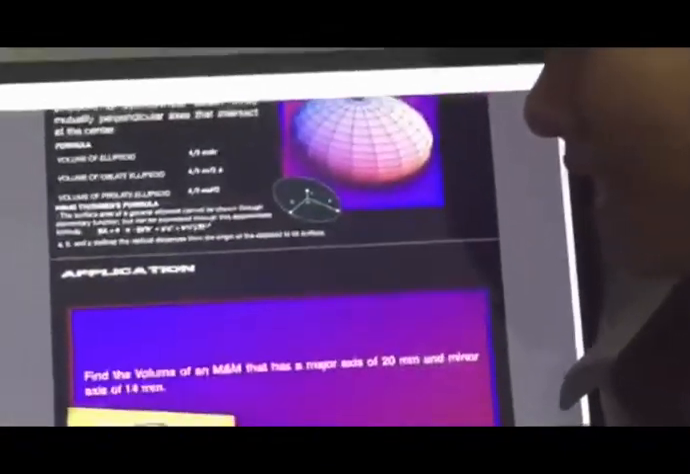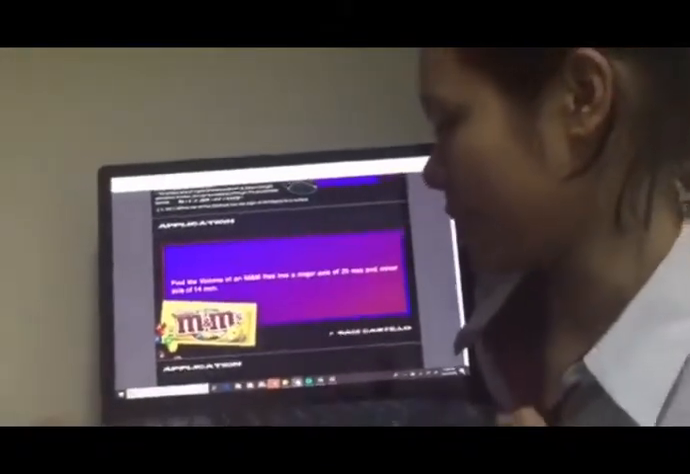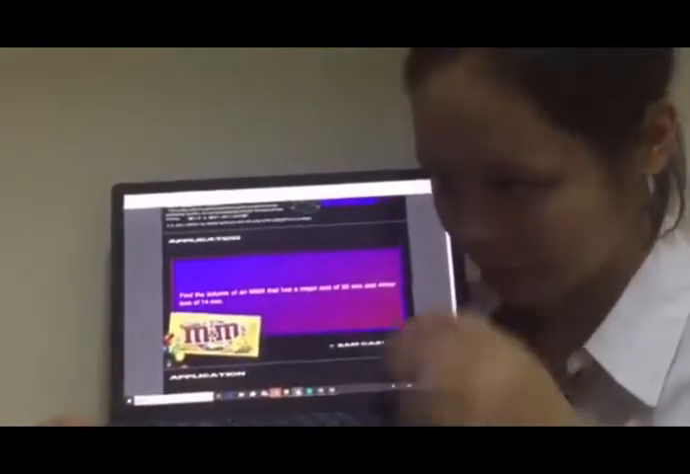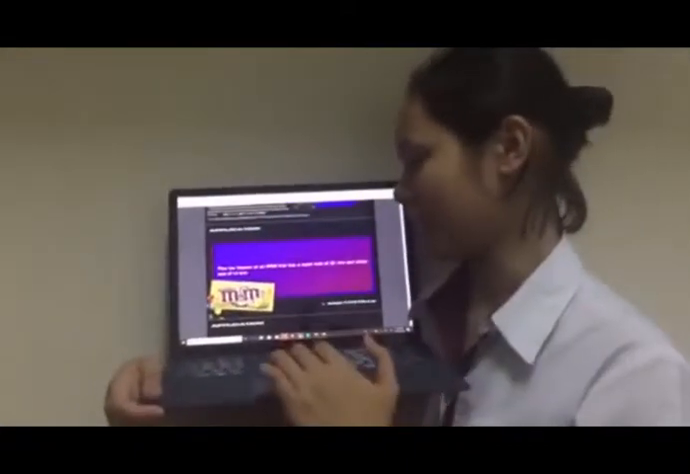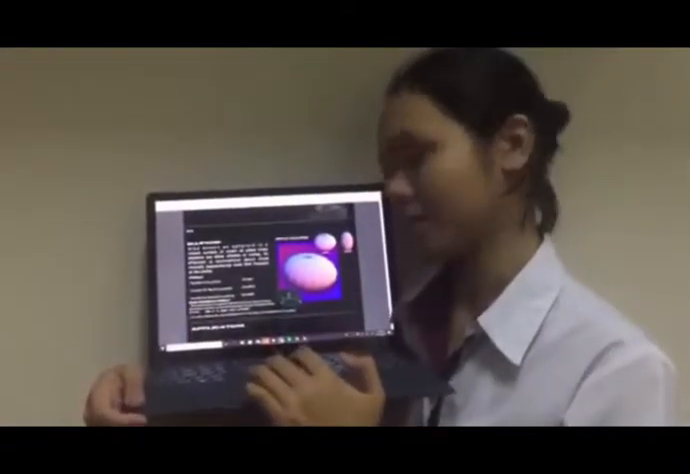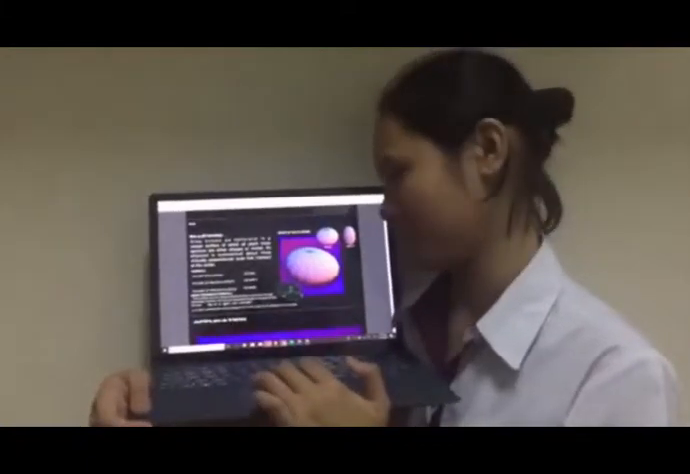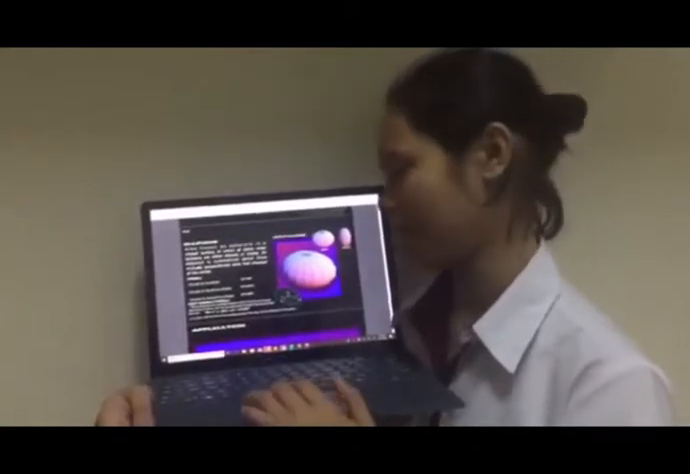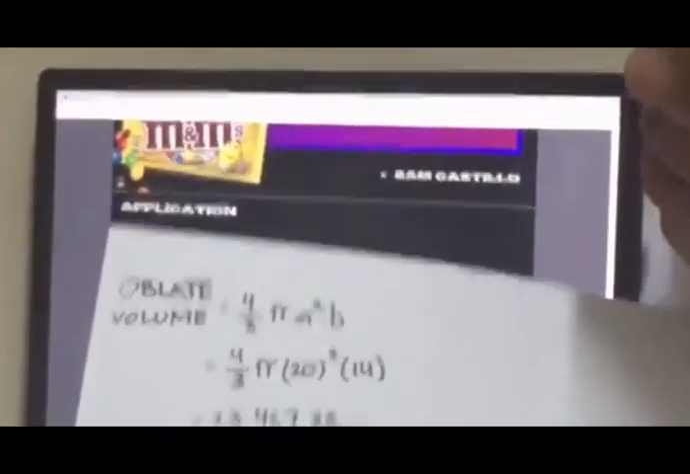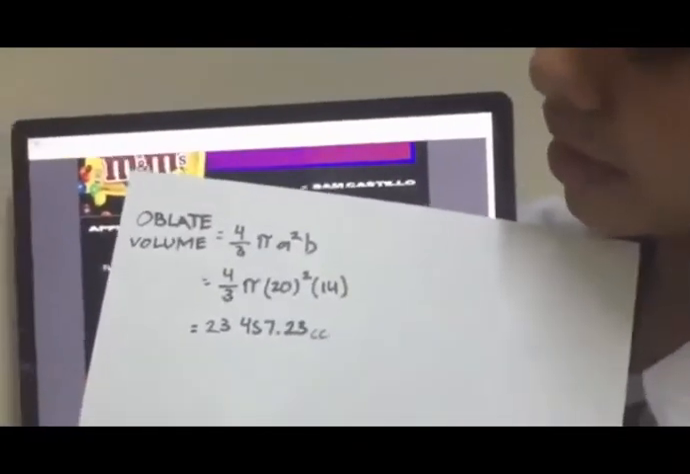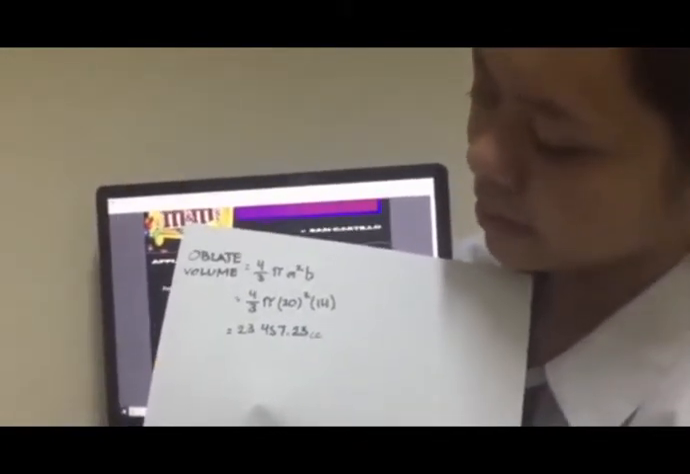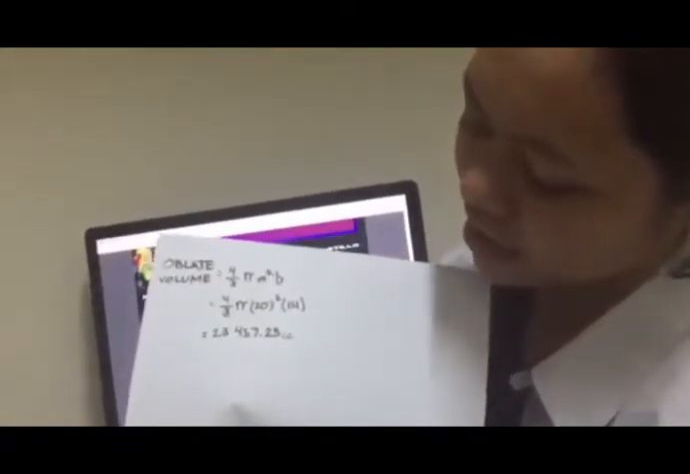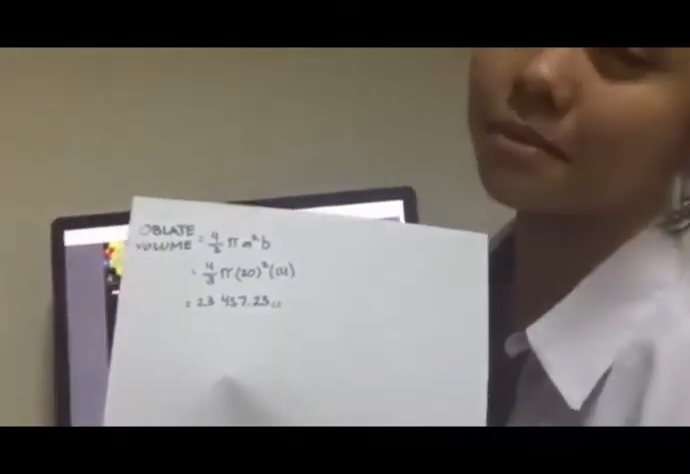Next. So for the application, find the volume of an M&M that has a major axis of 20 millimeters and a minor axis of 14 millimeters. So based on the given, you can tell that an M&M is an oblate ellipsoid. The formula we'll use is 4 over 3 times pi times A squared times B, the formula of an oblate ellipsoid. So it becomes 4 over 3 times pi times 20 squared times 14. So the answer would be 23,457.23 cubic millimeters.